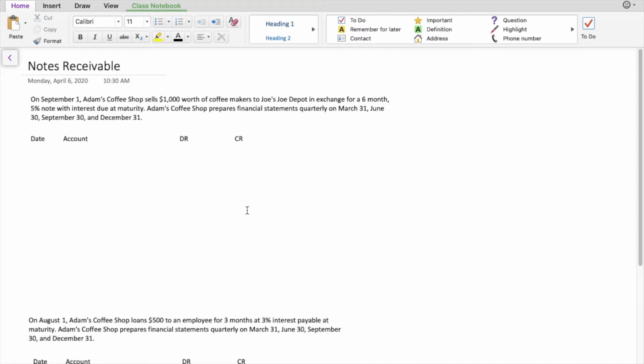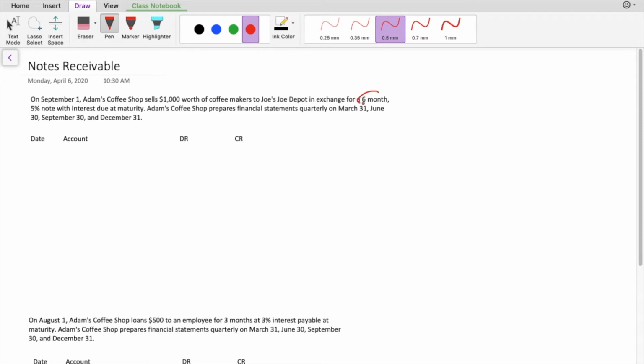So here we have September 1st. We are going to sell some coffee makers to Joe's Joe Depot in exchange for a note. They have 6 months to pay us. We see our 6-month time frame here. It is a 5% note, which means we're charging 5% interest. And the interest is due at maturity.